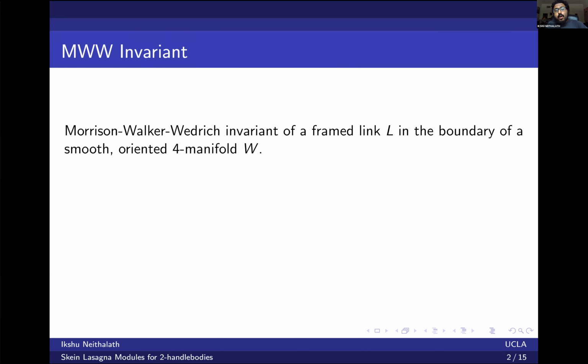All right, so just to remind you, what is this Morrison-Walker-Wedrich invariant? Well, it's something that we associate to a framed link in the boundary of any smooth oriented four-manifold, and it takes the form of a triply graded abelian group, which I'll denote S upper N, and the subscripts here are the three gradings star, i, and j.